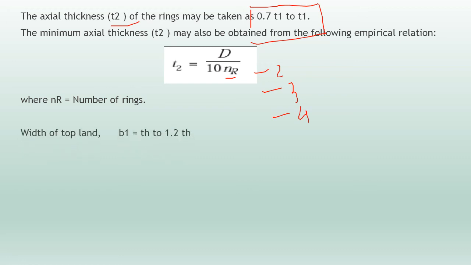Then we have to find out the width of top land in the next step. It is taken as B1 equal to TH to 1.2 times TH, that is thickness of head. In the earlier equation you already calculated the TH, which is piston head or piston crown thickness. Okay, then another empirical relation is for the width of other ring lands, that is B2. It is taken by the empirical relation 0.75 to 1 T2.